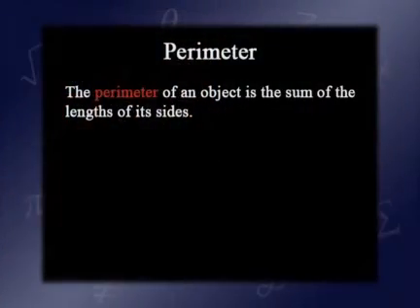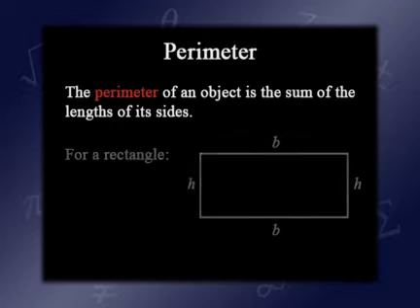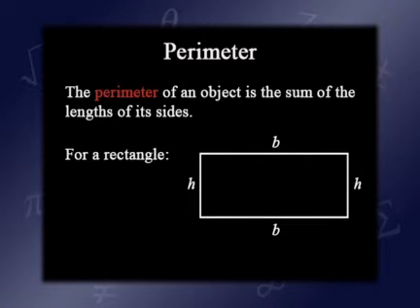Okay, here's another important definition used in geometry all the time. The perimeter of an object is the sum of the lengths of its sides. So, for instance, a rectangle, which has, let's say, a base of length b and a height of length h, then the perimeter of that rectangle will be 2b plus 2h, because we've got two sides of length b and two sides of length h.